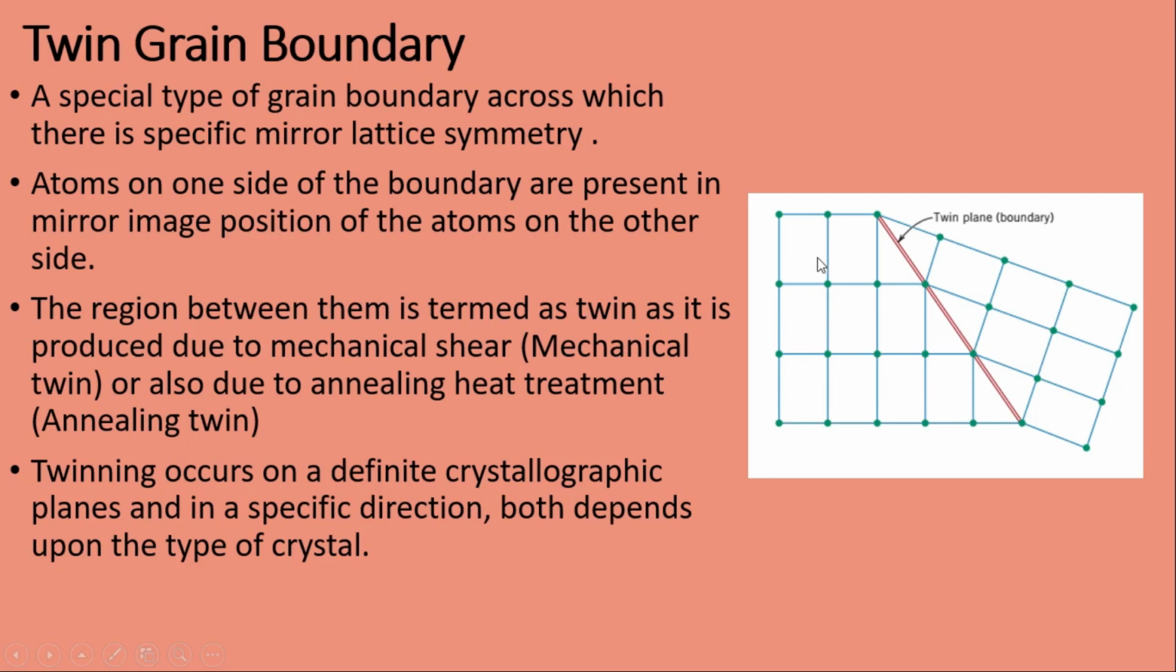The region between these atoms is termed a twin, and it might be produced due to mechanical shear or due to annealing, a heat treatment process. Twinning occurs on definite crystallographic planes and in a specific direction. Both depend upon the type of crystal. So twinning, like in the case of slip, doesn't occur in all the planes or directions. It occurs on some definite crystallographic planes and specific directions, but these both depend upon the type of crystal we are dealing with. So this was a brief discussion about the twin grain boundary.